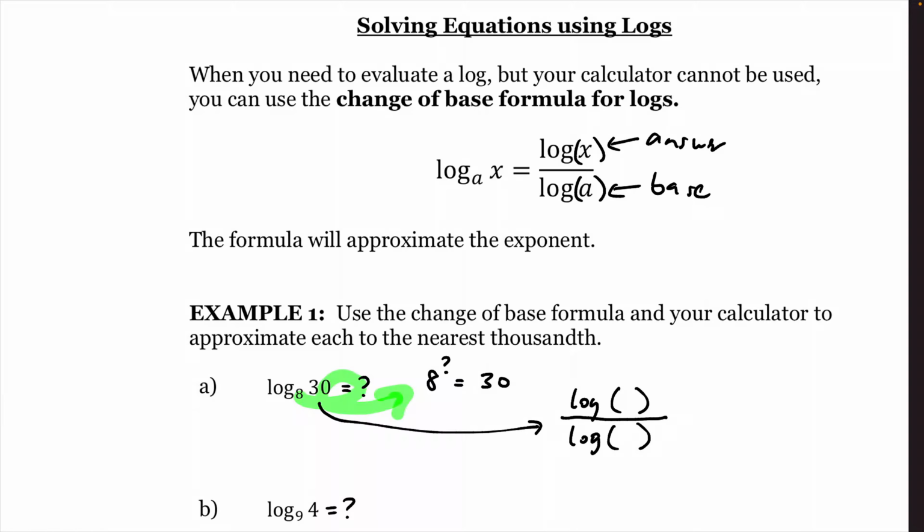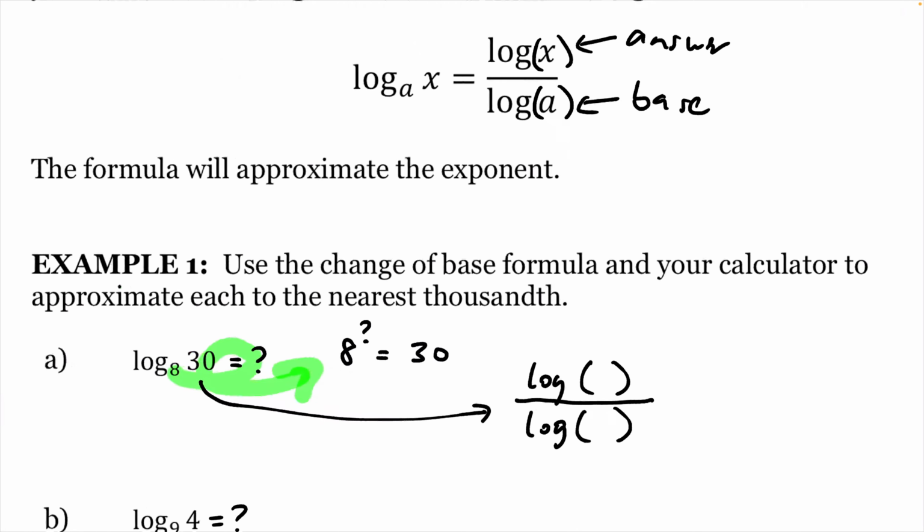So what is the answer part for this guy here? 30. The base is 8. Go to your calculator, round it to the nearest thousandth. Thousandth is 3 places. What do you get? Should be between 1 and 2. We said it's going to be between 1 and 2. What do you get when you use your calculator?